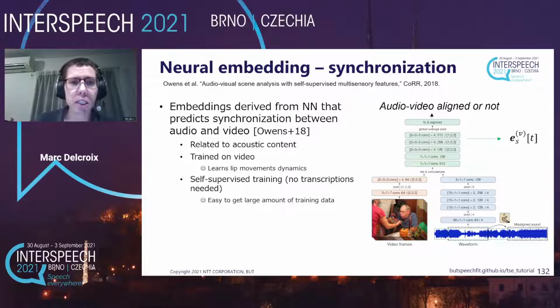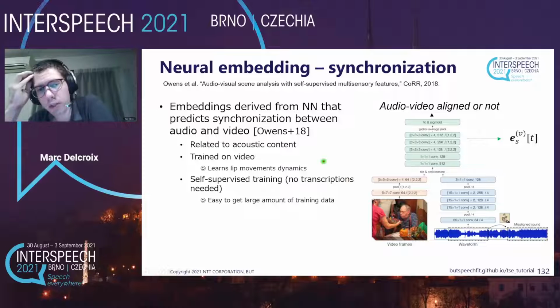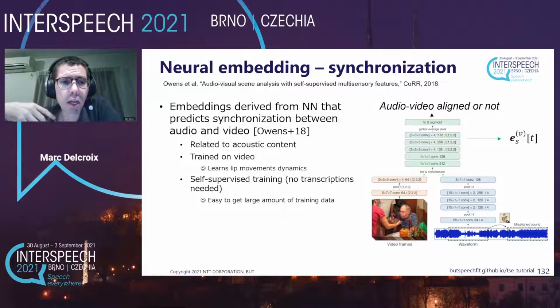And finally, the last approach is to use synchronization as a subtask. This consists of having a network that takes as input in one branch the video, and in another branch the waveform or audio of the video, and tries to predict whether both are aligned or not. There are studies that showed that an intermediate representation obtained from this pre-trained network can be used for target speech extraction. Here, the embeddings will be related to the acoustic content, since there is this audio part in the network. It is trained on video, so it can probably learn the lip movement dynamics. Also, it's a self-supervised training, so there is no need for transcription, which is an advantage because we can therefore get a large amount of training data at a very low cost.